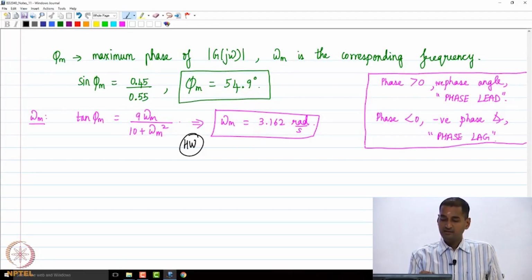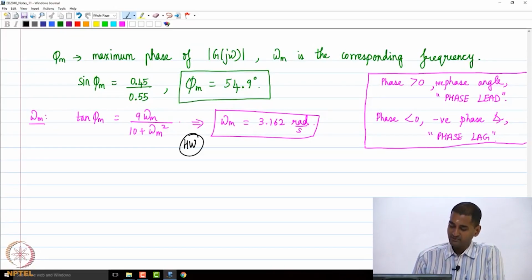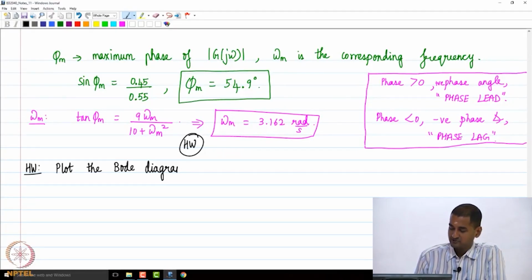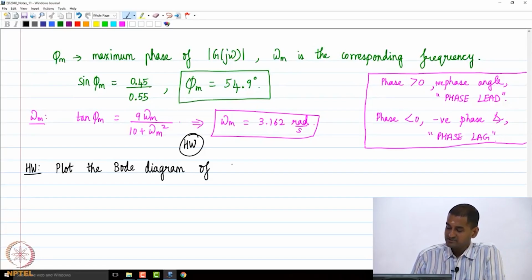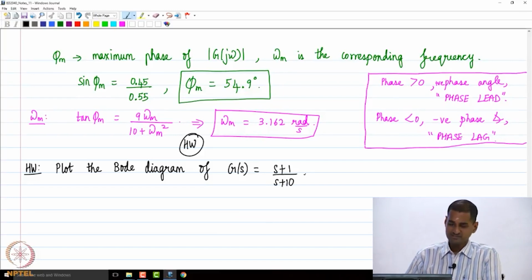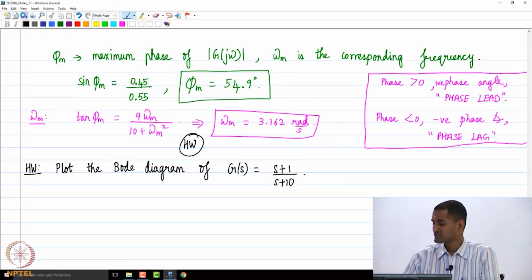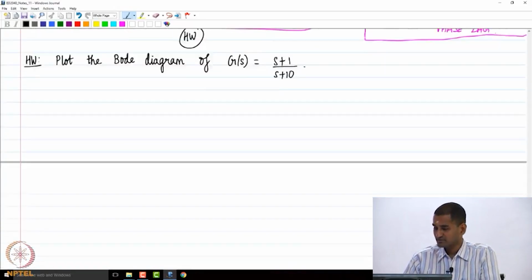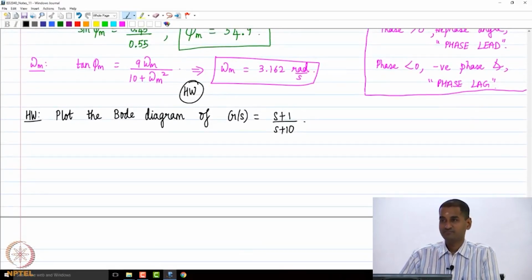One more thing which we are going to do is that I am going to leave you with another homework problem. Plot the Bode diagram of this G of s, which is essentially what we took as s plus 1 divided by s plus 10. So the same transfer function, plot its Bode diagram. Please do this as homework. Please do this and compare.